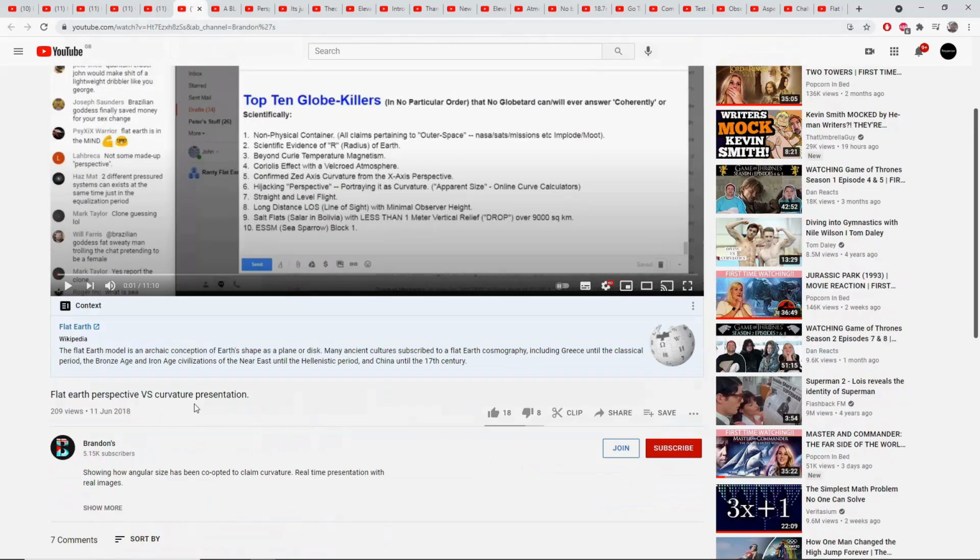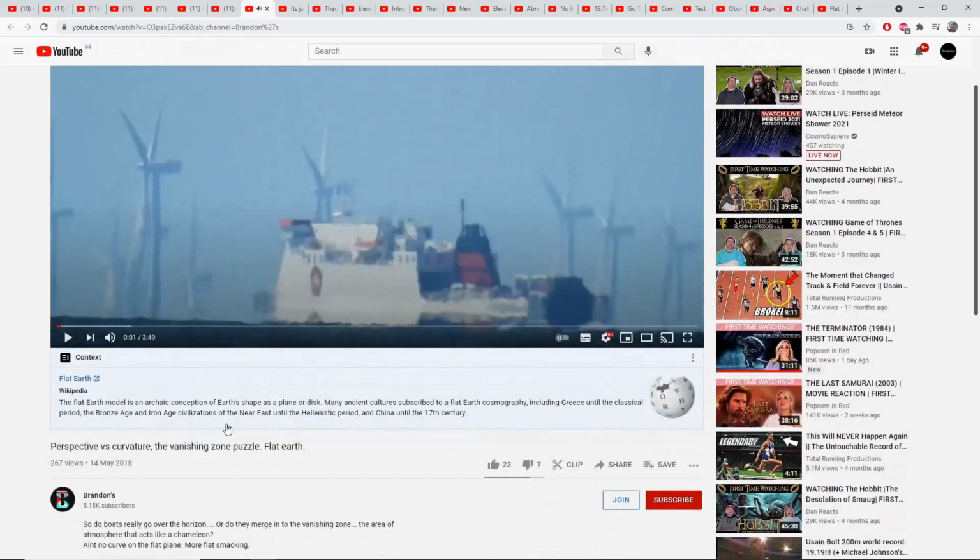Perspective versus curvature. Now then, back on the 11th of June 2018, I was talking about perspective long before Flatzoid started talking about it. But I wasn't just saying perspective. I was going into great detail about what I thought may be happening and actually putting these things to the test. I wasn't doing a Flatzoid. I was literally understanding perspective inside and out.